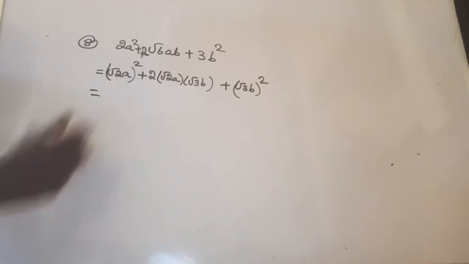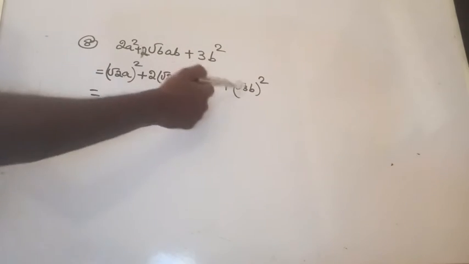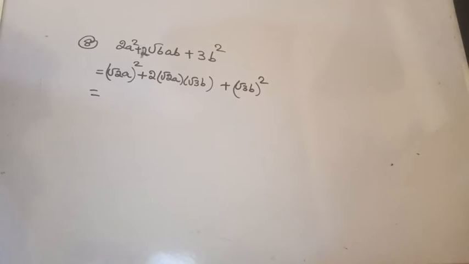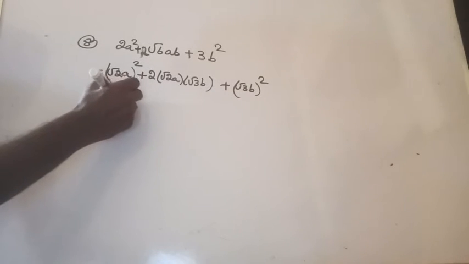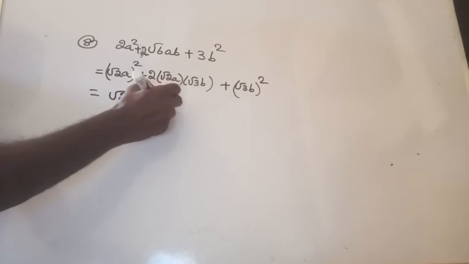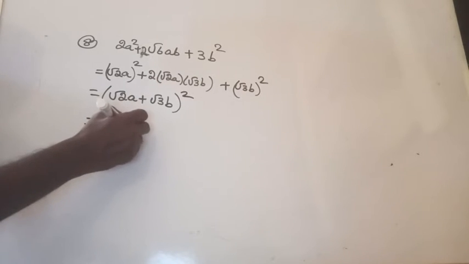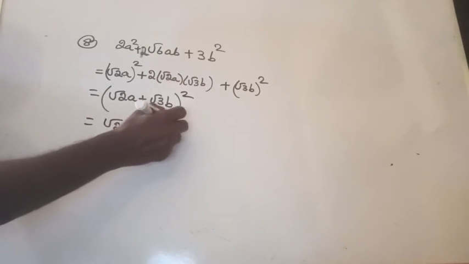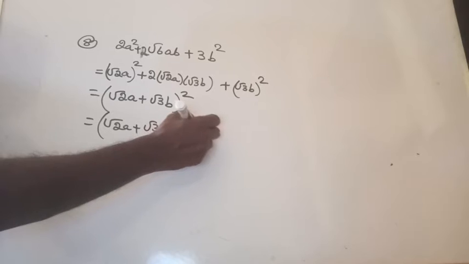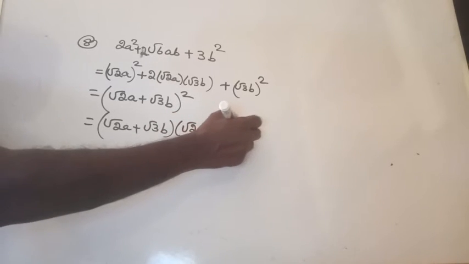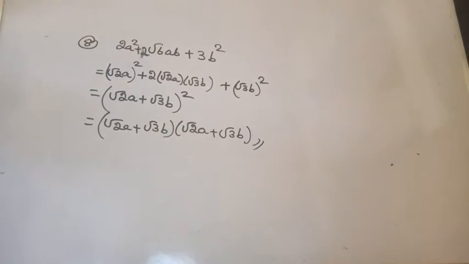So it is in the form of a square plus 2ab plus b square. So you can write a plus b the whole square. That is root 2a plus root 3b the whole square. It is nothing but root 2a plus root 3b into root 2a plus root 3b. Now we found the two factors for the given trinomial. Am I right here? Yes. Shall we move to the next one?